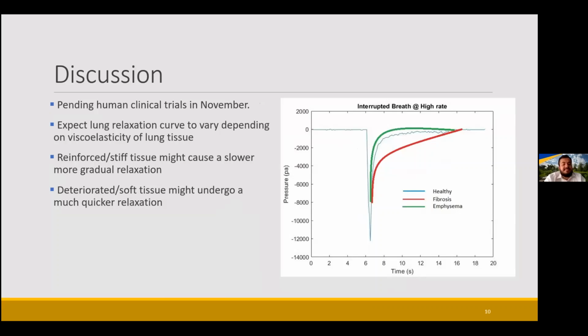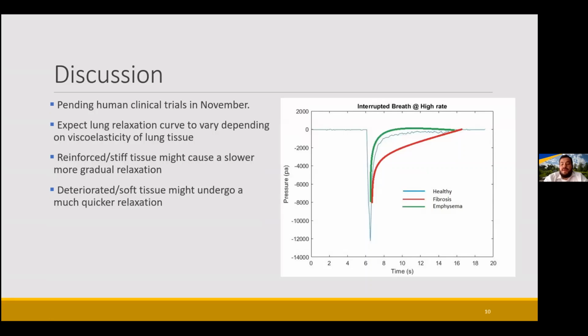The device is currently scheduled for human clinical trials this November, if COVID regulations permit. In terms of what we expect, pictured on the right is one of the same plots from the previous slide with some annotations predicting what a diseased lung curve could look like. The thin blue line represents a healthy curve. And the red line, as you can see, has a steeper decline toward a relaxation rate.